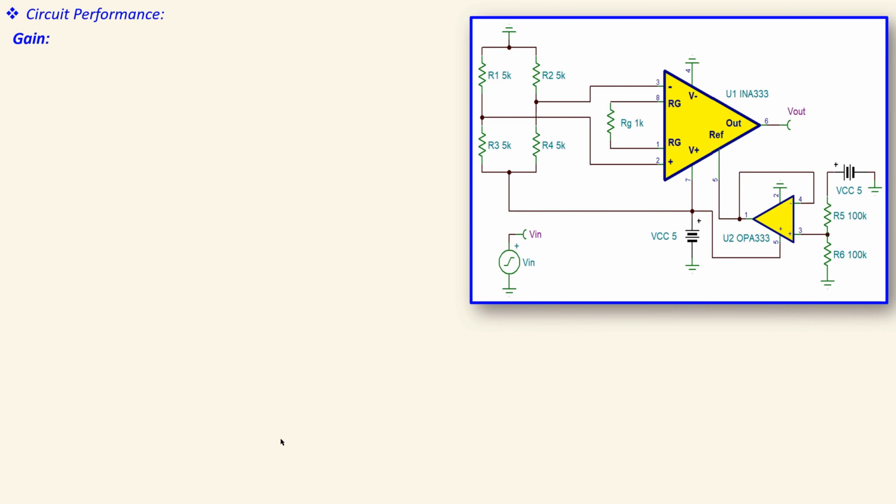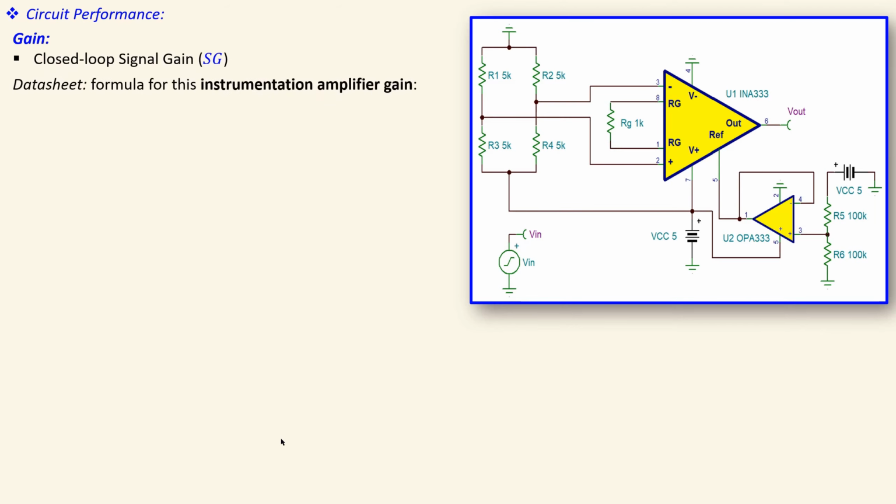The first one is the gain. What kind of gain do we have? Of course, we have the closed loop signal gain and also the noise gain. First, let's look at the closed loop gain, the signal gain.